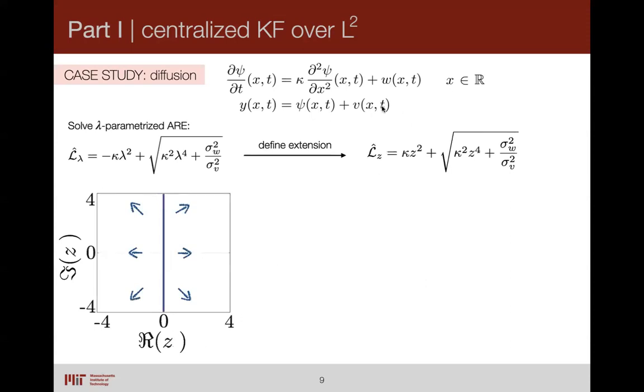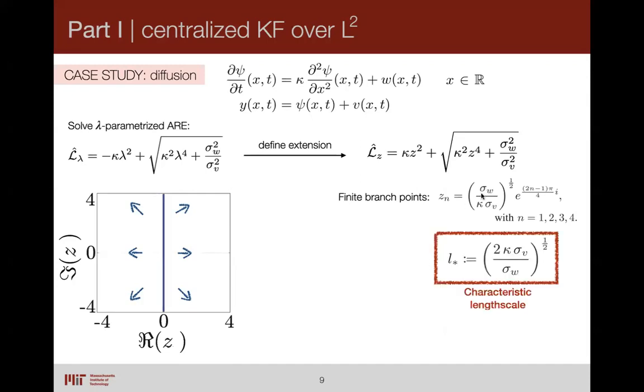And the task is now to determine where this extension is analytic. To do that, as I mentioned earlier, you compute the branch points, so pretty much the roots of this fourth order polynomial, and this is how the finite roots look. And from here, by doing some dimensional analysis, what you can actually establish is that this ratio that appears in the roots has units of 1 over length.